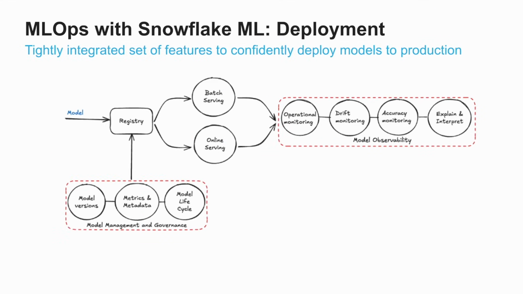In terms of model deployment itself, we also have a tightly integrated set of features to confidently deploy these models to production. In terms of the model registry, we have model management and governance. This includes model versions, metrics and metadata, and the model lifecycle. Moving on, we could move that into batch serving and online serving. And finally, we have so many features for model monitoring and observability. For example, we have operational monitoring, drift monitoring, accuracy monitoring, as well as features for explainability.